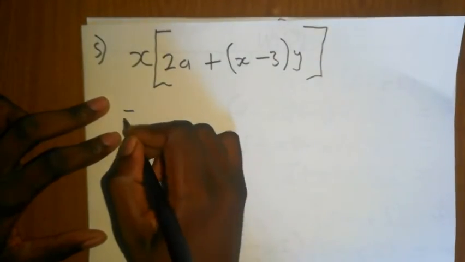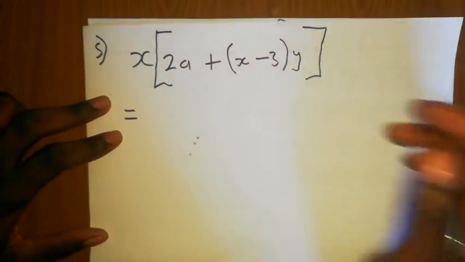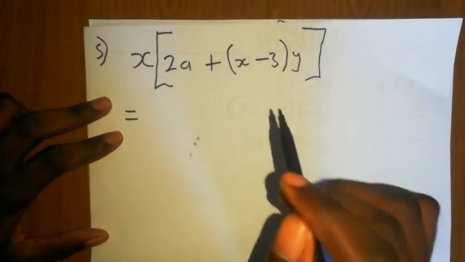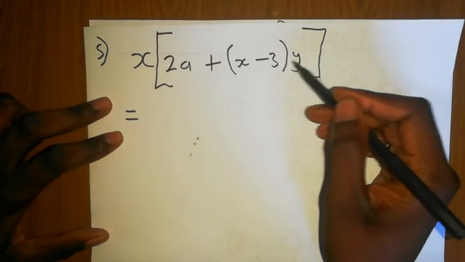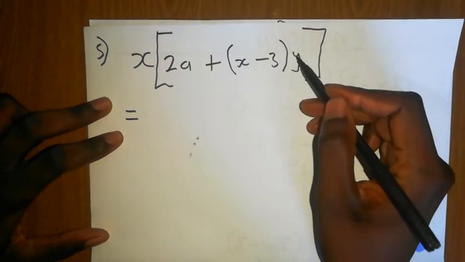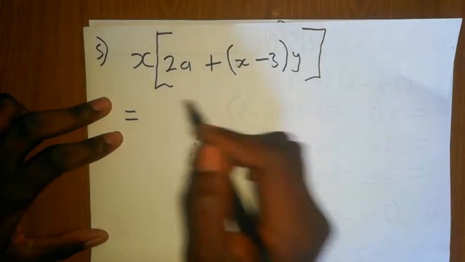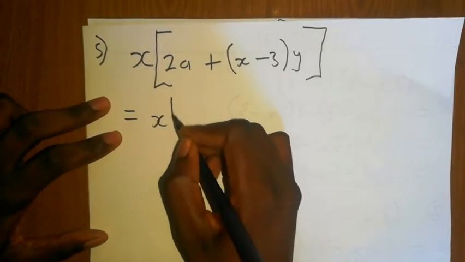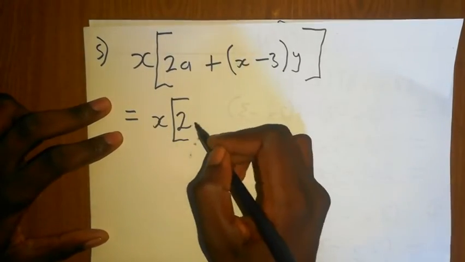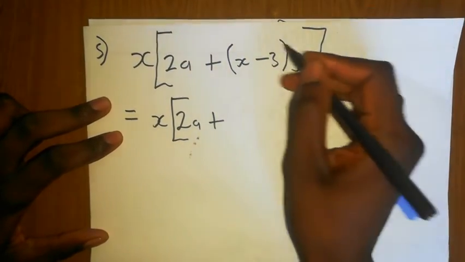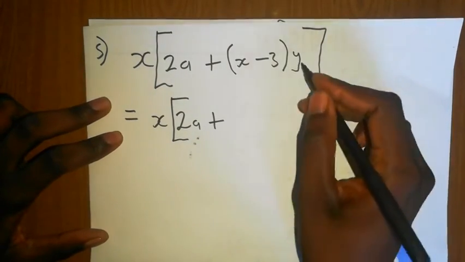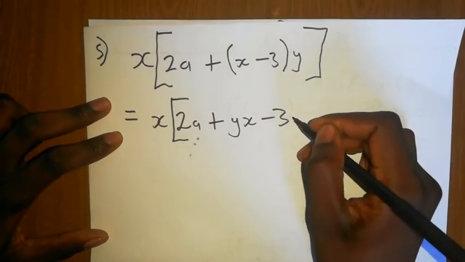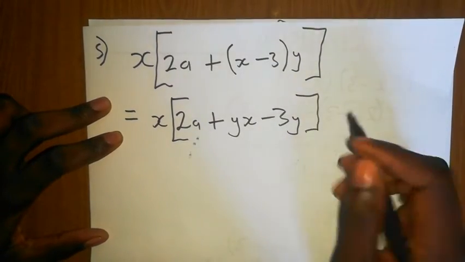So it's going to be equals to, what you have to understand here is that if you come across such brackets, you have to first open this inner bracket. In this case, this inner bracket is going to be opened by this y. So these other terms are not going to be affected. They are going to remain as they are. So we're going to have x, 2a plus, here we are now removing this bracket using our y times x, that's yx, y times negative 3, that's negative 3y. Then I'm going to close this bracket.